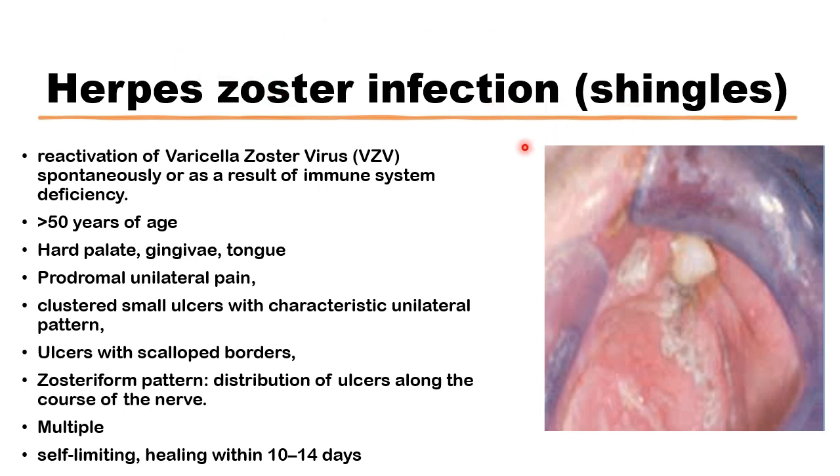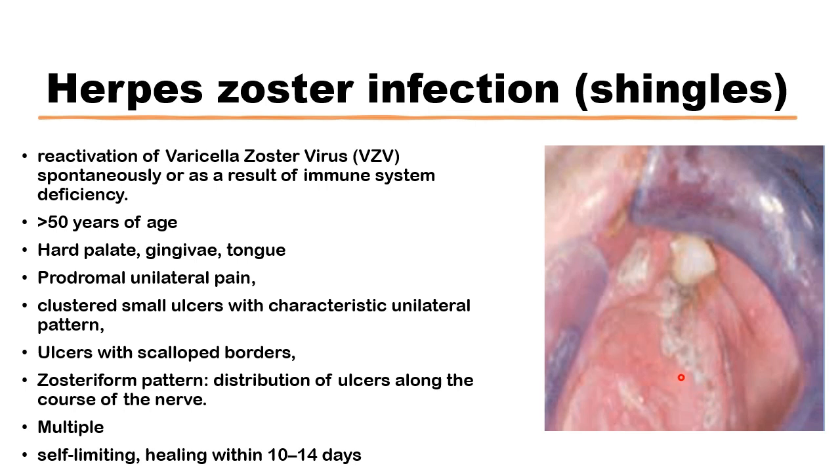Another viral stomatitis is caused by the Herpes Zoster infection, giving rise to shingles. This is caused by reactivation of the varicella zoster virus, particularly as a result of immune system deficiency. Sometimes it can happen spontaneously in the elderly. It affects mostly the hard palate, the gingiva, or the tongue, and is usually preceded by unilateral pain prodroma.